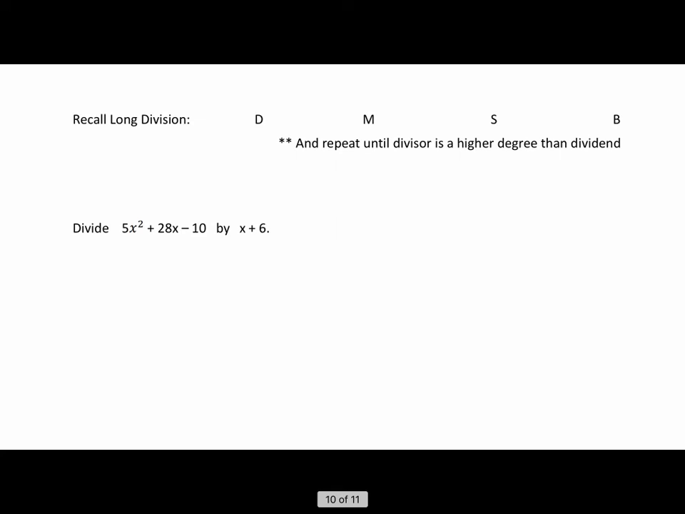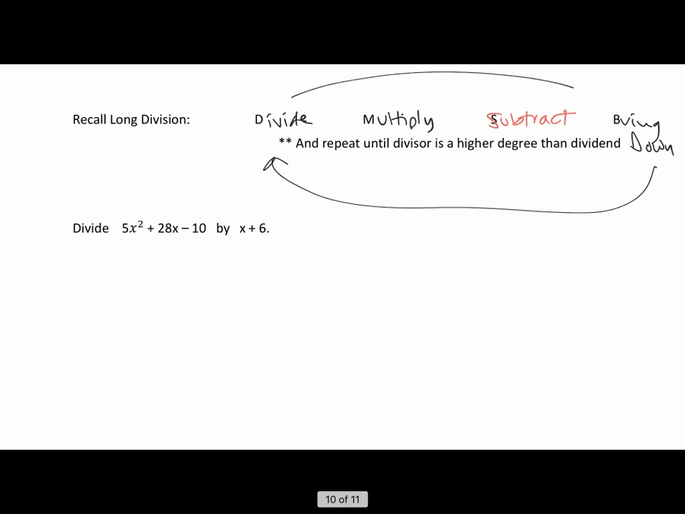And lastly, we have some long division. This is in 5.6, and it follows a basic process of divide, multiply, subtract. That should be a different color, because this is the part most people forget. And finally, bring down. And then we repeat. So we go back to divide, multiply, subtract, bring down, and keep going until we don't have any more terms to bring down, and the divisor is a higher degree than the dividend.